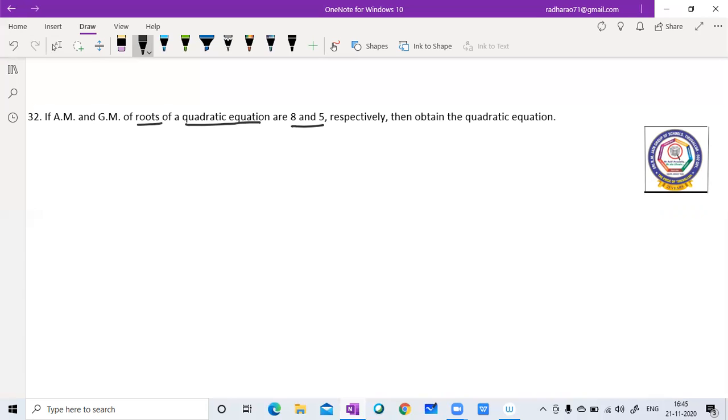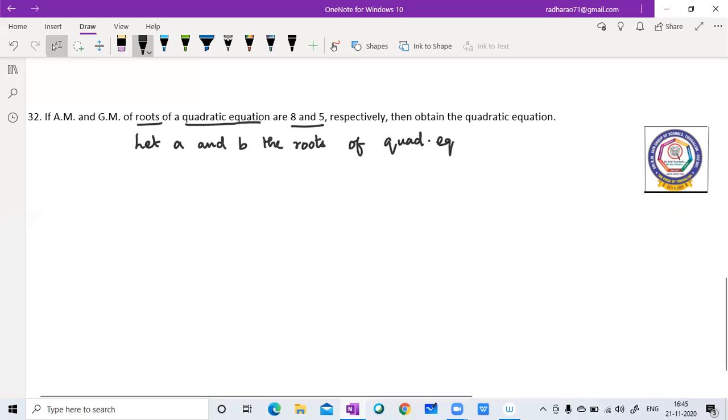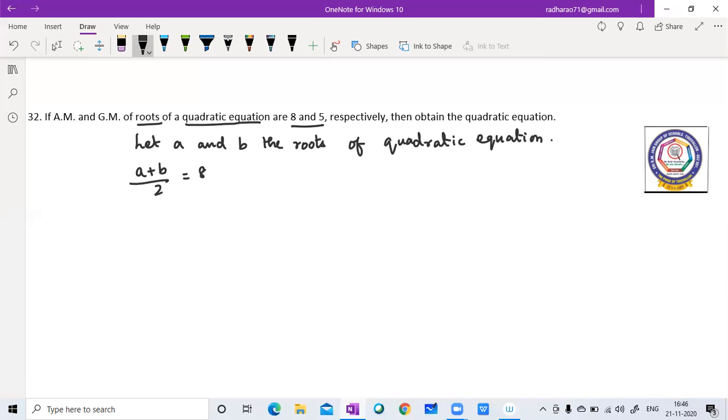Okay, so AM and GM of the roots of a quadratic equation, that is, AM is given as 8. Let a and b be the roots of the quadratic equation. So AM is given as 8 and GM is given as 5. What is AM? (a plus b) by 2 is equal to 8. From this, a plus b is equal to 16.